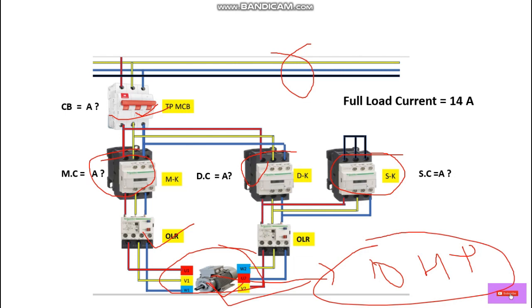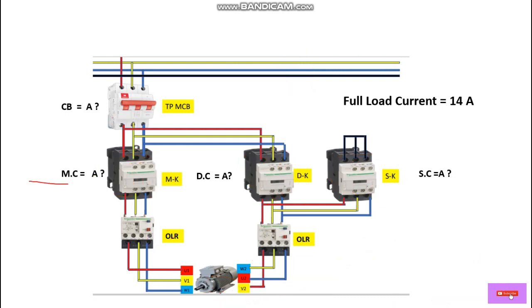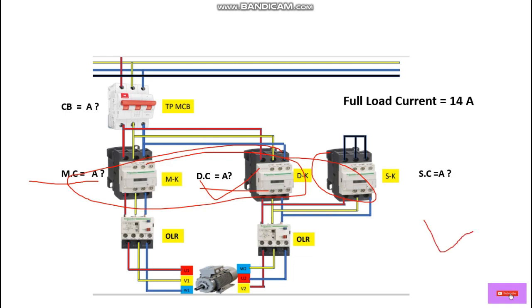So here what we are going to do, we have to first calculate the main contactor size. What is the size of this contactor, what is the size of this contactor, and what is the size of the star contactor. So main contactor and delta contactor are the same size, but the star contactor is less than this, because in a star connection the current will be reduced as compared to delta connection. That's why we have to use a lower rating as compared to the delta and main contactor.